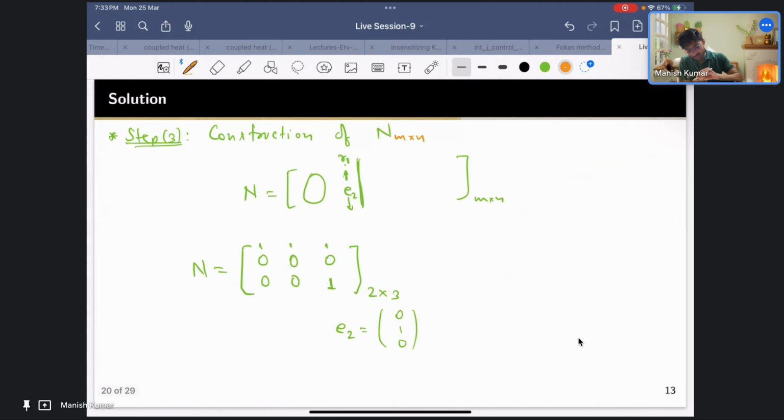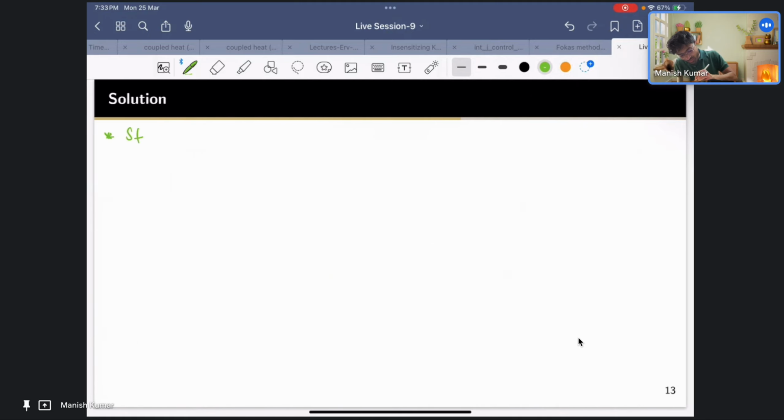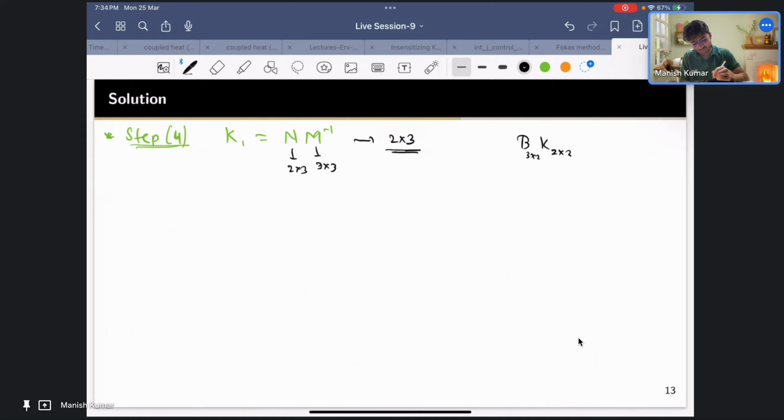Now finally, the matrix K. Step 4 is getting K1, which is given by N times M inverse. N is 2 cross 3 and M inverse is 3 cross 3, so you'll get a 2 cross 3 matrix, which is what we want so that I can do BK. BK was 3 cross 2 and this is 2 cross 3.